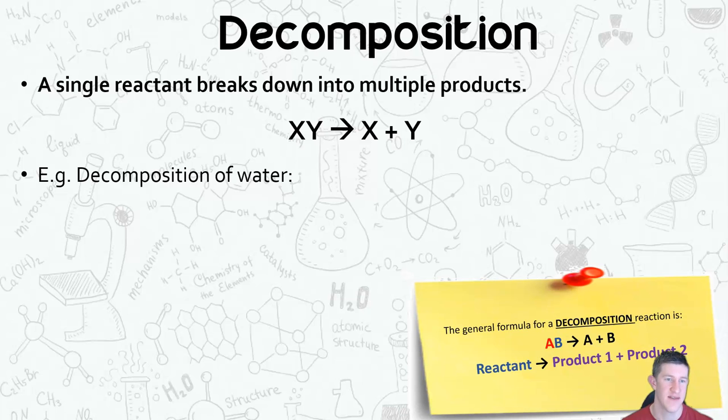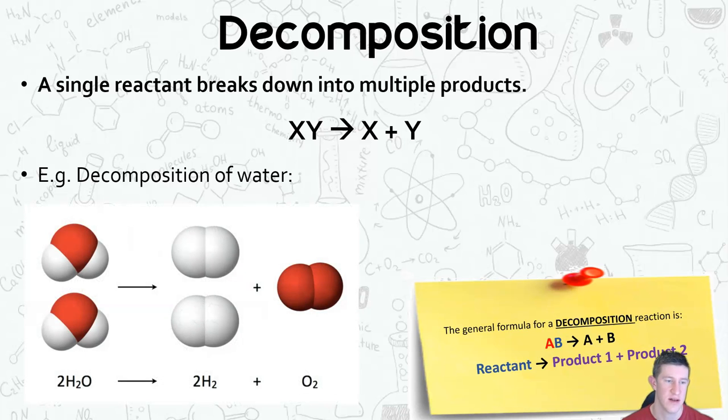For example, we could have the decomposition of water. So we have H2O and it decomposes into 2 lots of hydrogen gas and 1 oxygen molecule. Again, you can see that they've balanced it. We've got our H2s and O2s because that's the form that they're always in, and they've put the 2 in to balance this out. So we've got 4 and 4.